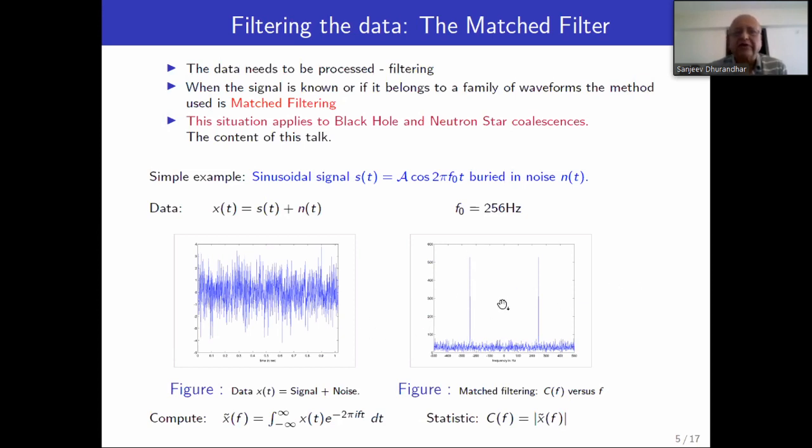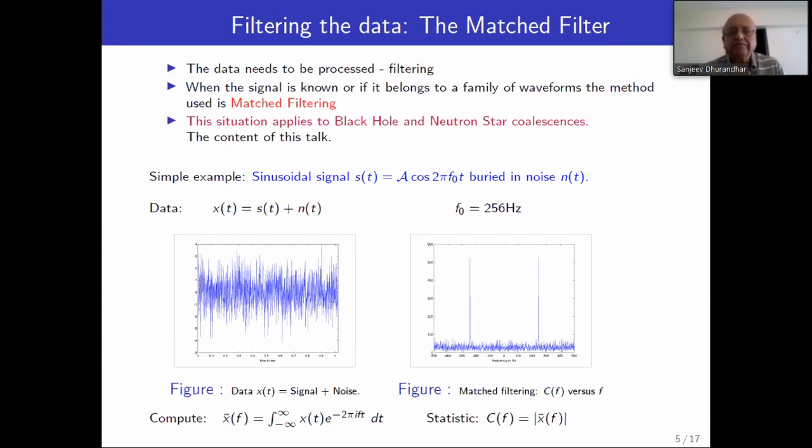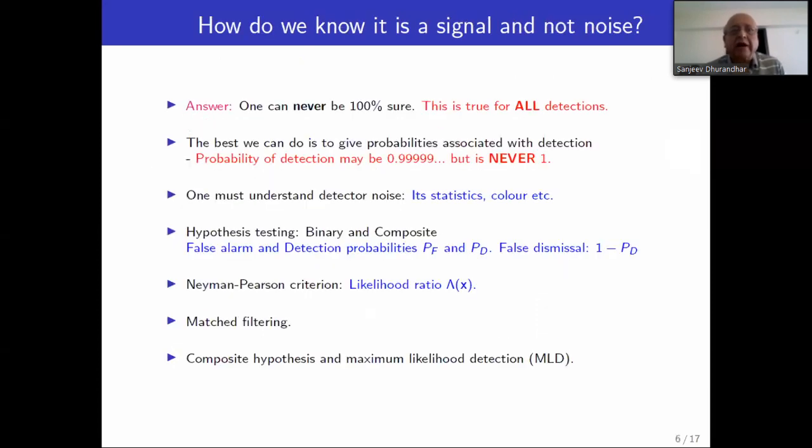But that is not all. You have to say that this is actually the signal. How do you know this is a signal? How do you know that this noise has not masqueraded as a signal? These are the kind of questions that one needs to address and answer, and these are the kind of things I'll be talking about. So the answer to this, in this particular problem, is that you can't be 100% sure. One can never be 100% sure in a statistical detection. When you are making a detection of anything in noise, and in the real world there is always noise, any detection you make is always statistical. So you can never be 100% sure that you have actually detected it.